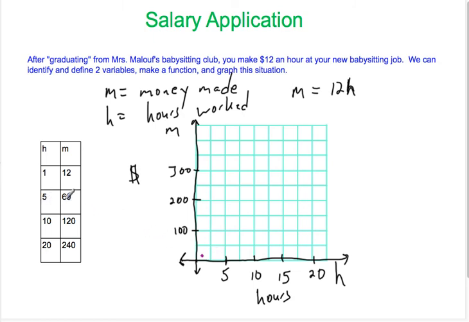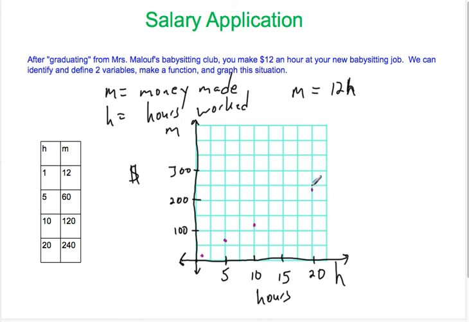So with 5 hours, we're going to make $60. So 5, here's 50, so 60 is going to be just above that. Not halfway, because that would be 75. Now with 10 hours, we need $120. So this would be 150, 100, so about 120, put it about right there. And then for 20 hours, we get $240. So that would be, well, here's 250, so it's got to be just below that.